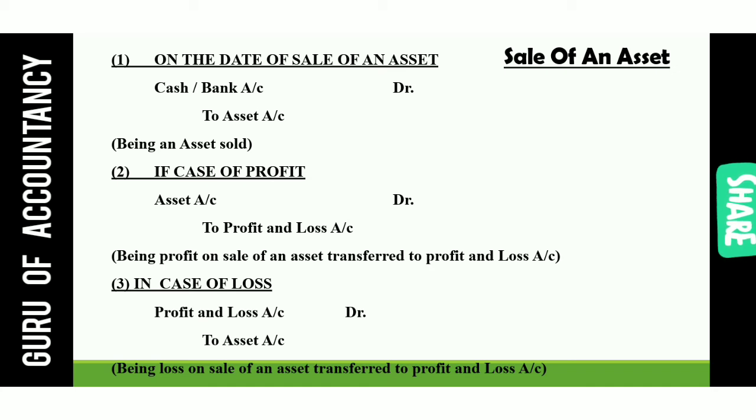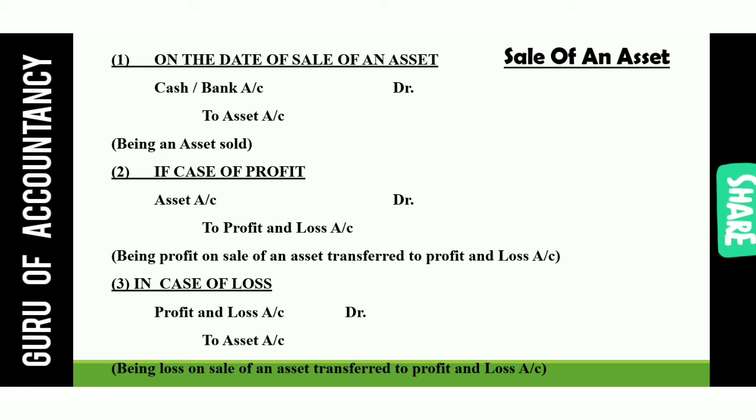If the assets are sold at a profit, then the profit will be credited to profit and loss account. So your entry would be asset account to profit and loss account. If assets are sold at a loss, then your entry would be profit and loss account debit to asset. It means you have to remember in your first entry, if there is a profit, then you will credit profit and loss account. But if there is a loss, then you will debit profit and loss account.